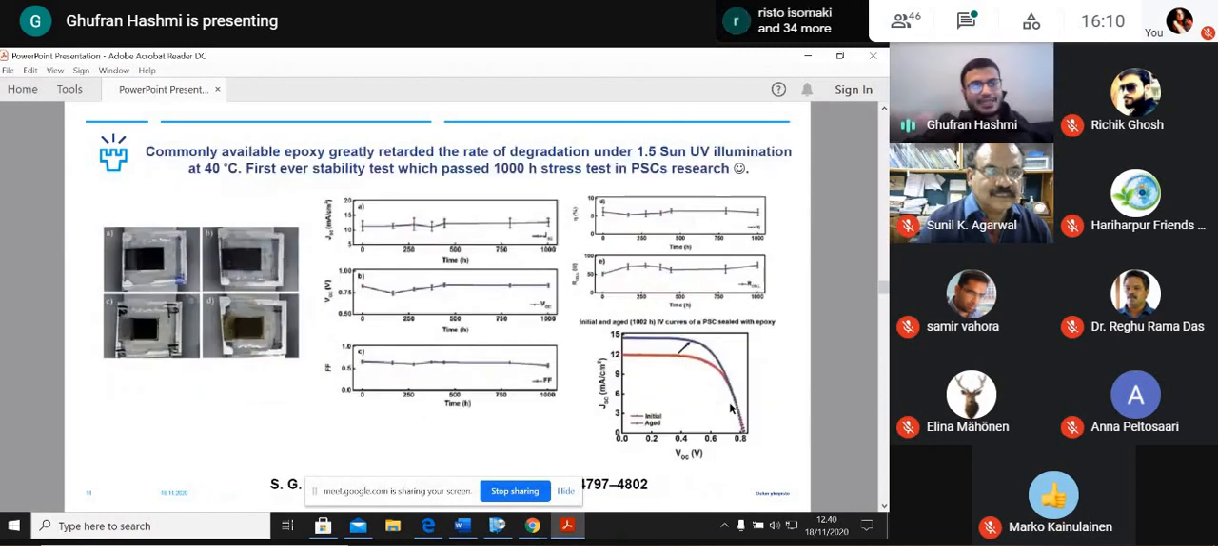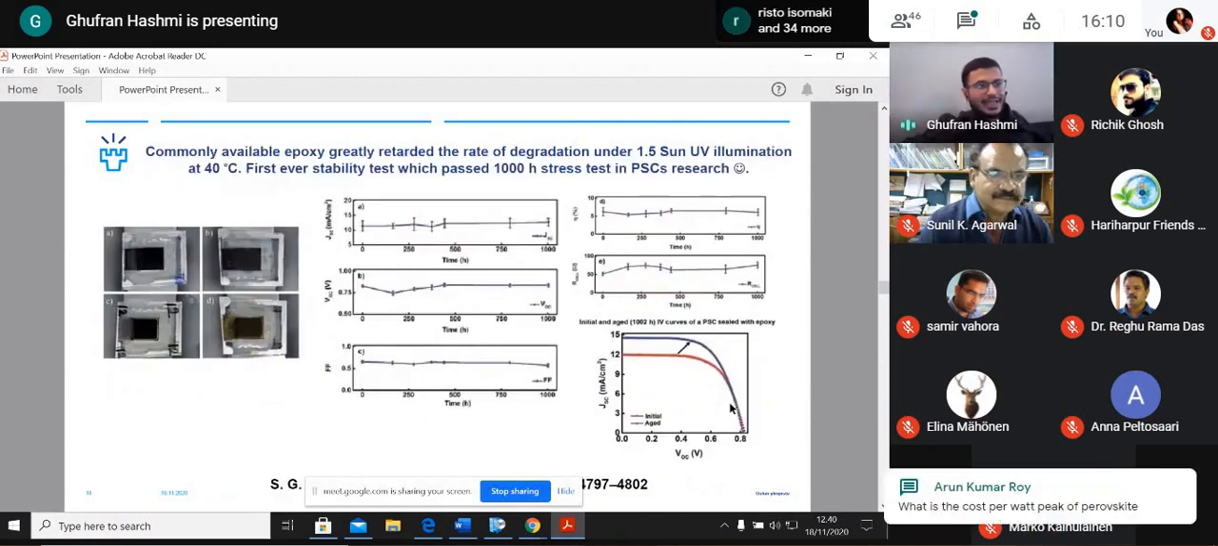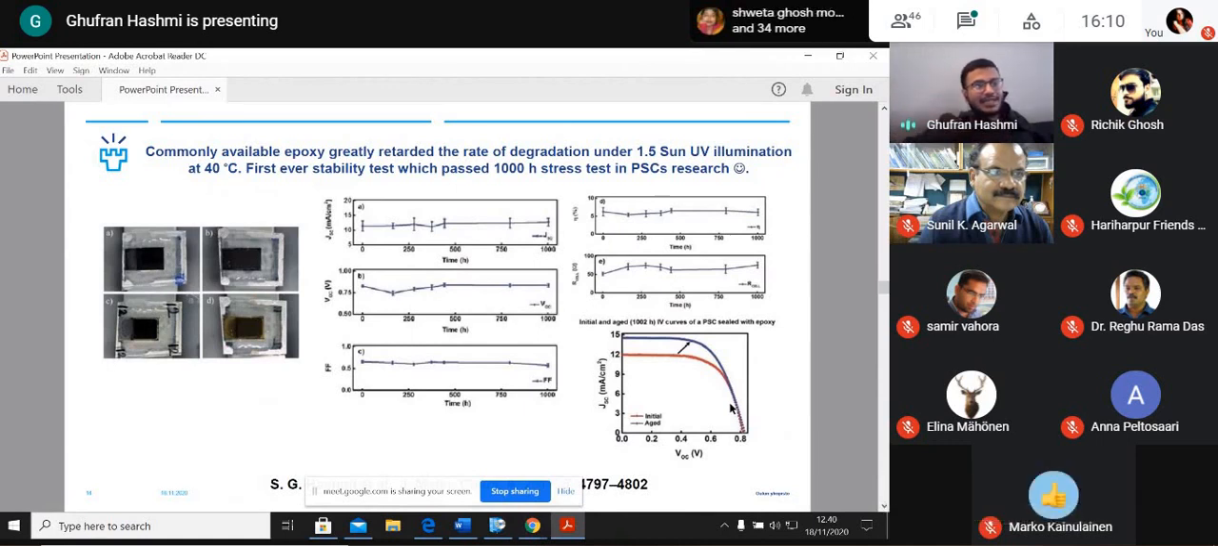So what did we do? We simply took a normal epoxy available in the market, and we just doctor bladed this epoxy to cover all this active area. And then we re-ran the test, and we exposed the device to the same conditions.